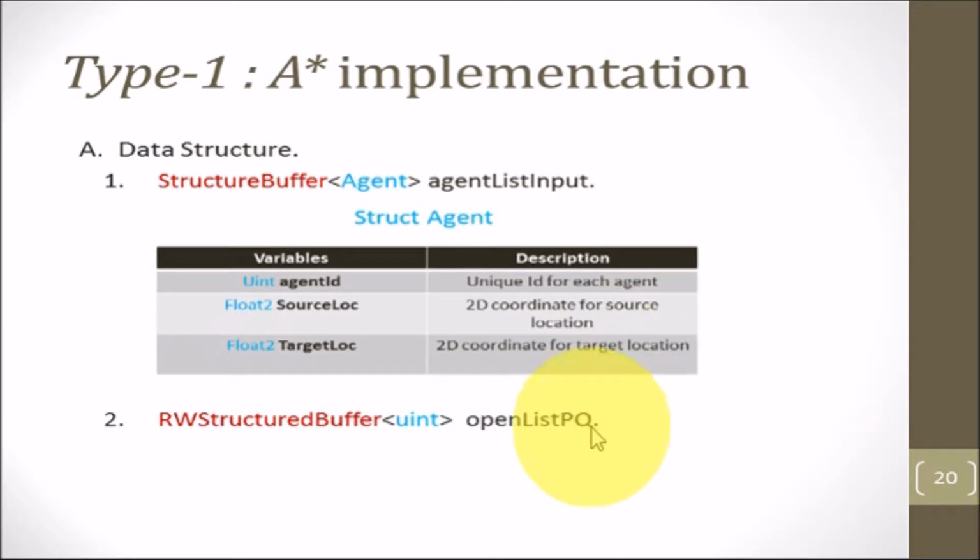Next is the open list priority queue, which is an empty queue at the start of the algorithm, but during the intermediate state the algorithm will populate this list and use it to read, write, and manipulate the priority queue for each of the agents, and the data type is simple uint.